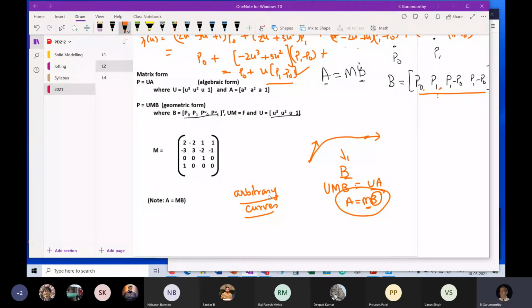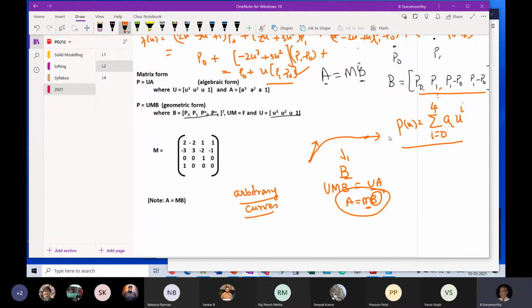So the question that I would like to ask you is this: can we consider a non-cubic curve and see what happens, right? So supposing, for whatever reason, we need a fourth or a fifth order curve. So I'm going to write down the algebraic form for you again. P of u equals the sum over i equal to 0 to 4 of a_i u to the power i, right? Let's say that instead of the parametric cubic, I write a parametric quartic curve.